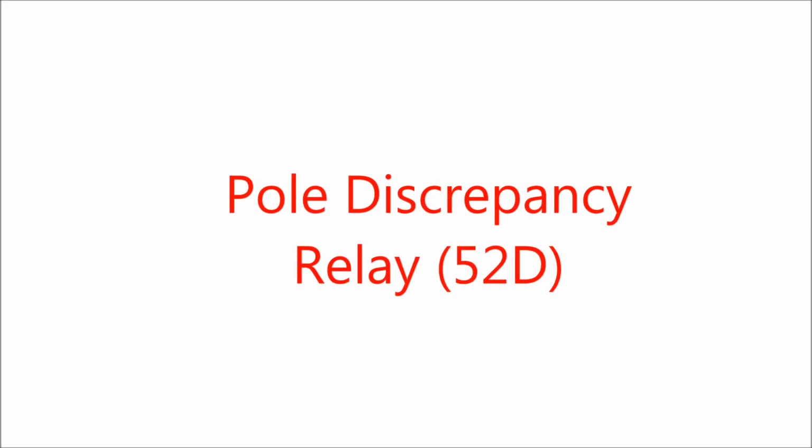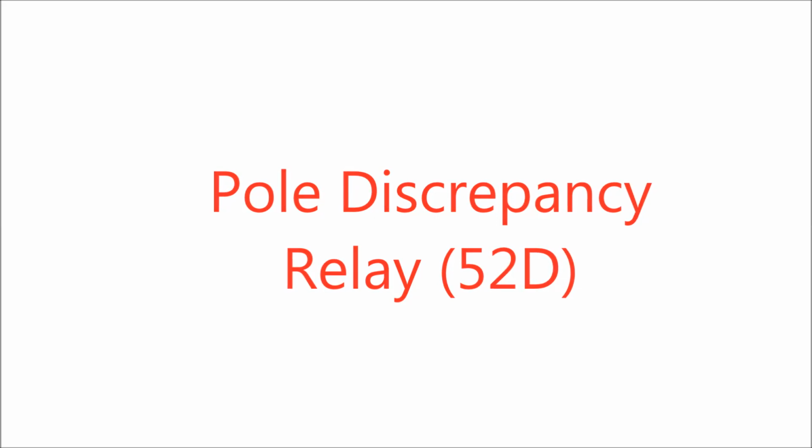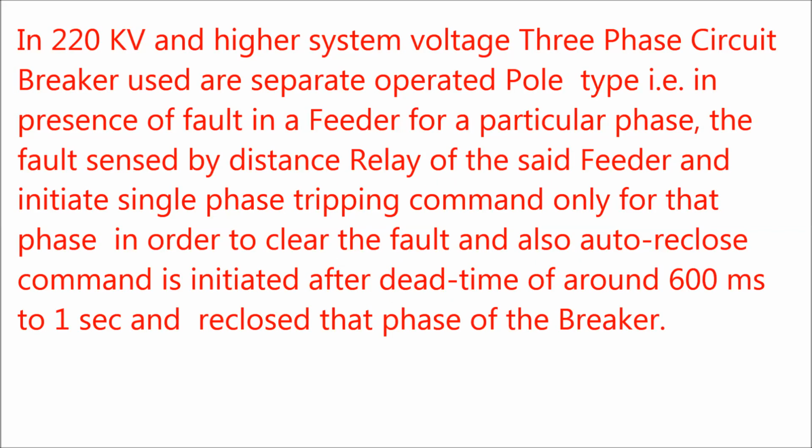Pole discrepancy relay. In ANSI code, it is expressed as 52D. In 220 kV and higher system voltage, three-phase circuit breakers used are separate operated pole type. That is, in presence of a fault in a feeder for a particular phase, the fault is sensed by the distance relay of the said feeder, which initiates a single phase tripping command only for that phase in order to clear the fault. An auto reclose command is also initiated after a dead time of around 600 milliseconds to 1 second and recloses that phase of the circuit breaker.